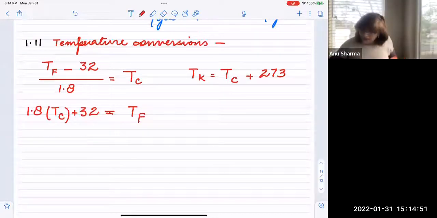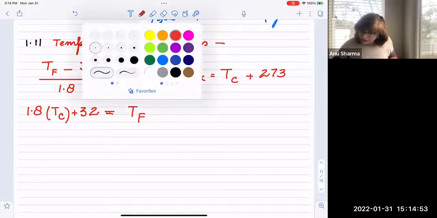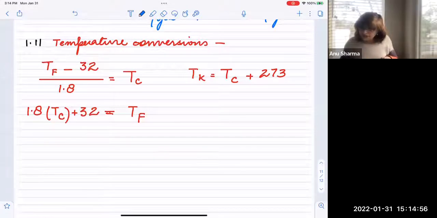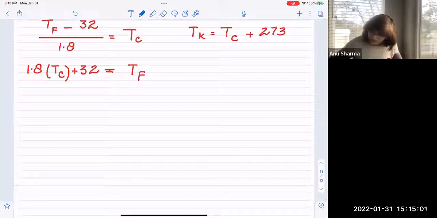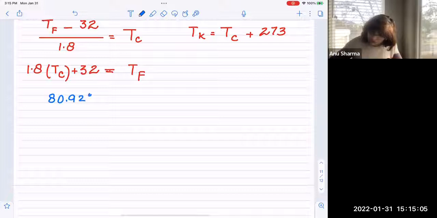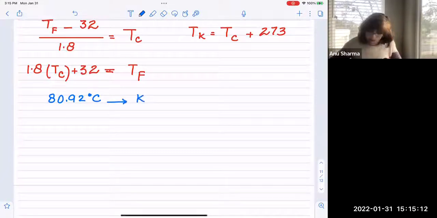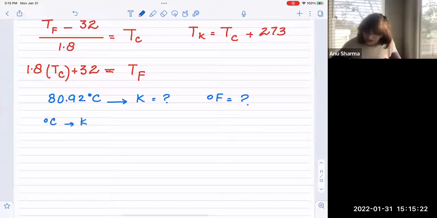Okay, now we are looking at the last parts, where we are looking at the conversions of temperatures. If we are given, let's look at 1.1, here we are given 80.92 degrees Celsius, and we convert it into Kelvin and into Fahrenheit. So how much Kelvin and how many degrees Fahrenheit is this? Basically we are taking degrees Celsius and converting into Kelvin, and taking degrees Celsius and converting into Fahrenheit.